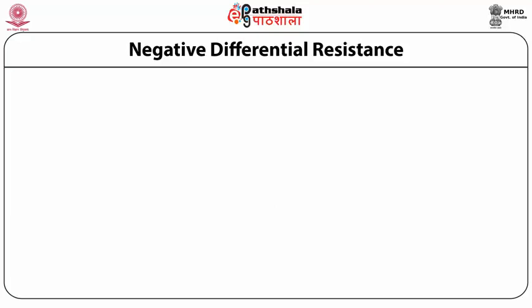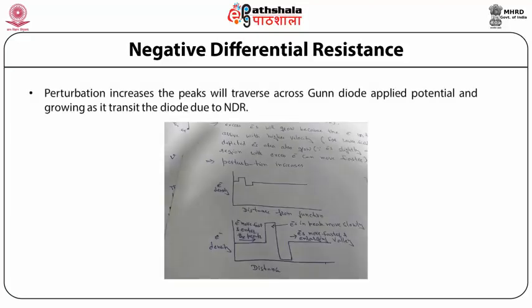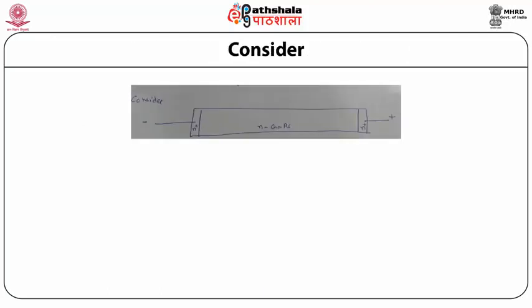So this implies the perturbation. As shown in this figure, the peaks will traverse across the Gunn diode's applied potential, growing as it transits the diode due to NDR. Now consider the device as shown in this figure.